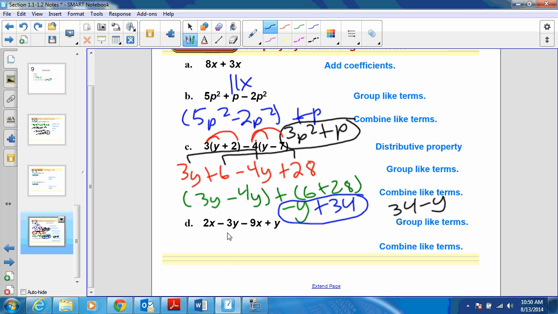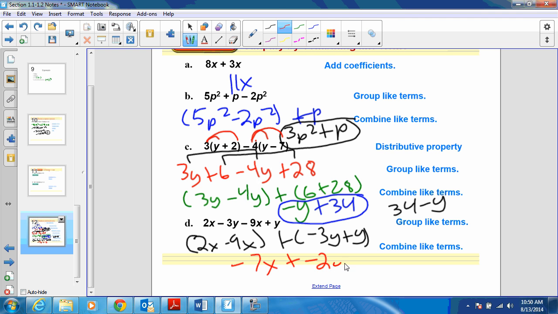Last one, grouping like terms. Got to group the x's together. So 2x minus 9x plus, and then negative 3y plus y. Okay. 2x minus 9x is negative 7x, plus negative 3y plus y is negative 2y. So we don't want plus negative, so let's just simplify that down to negative 7x minus 2y. If you ever have a plus minus, just put a minus there, and that'd be in simplest terms.